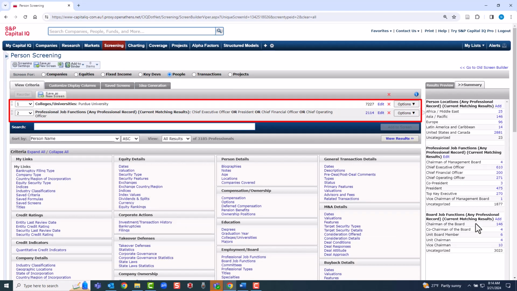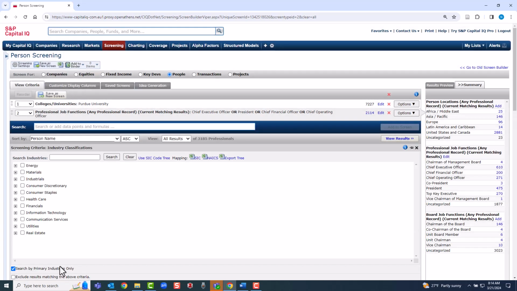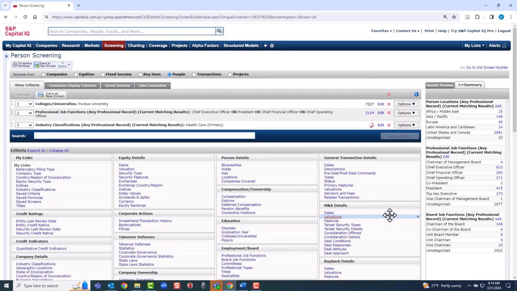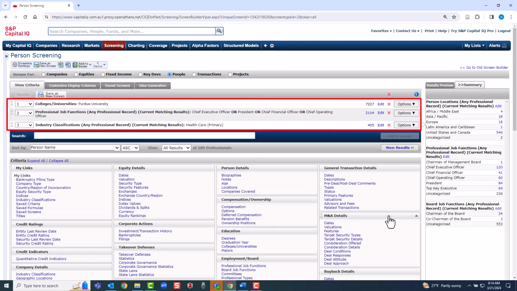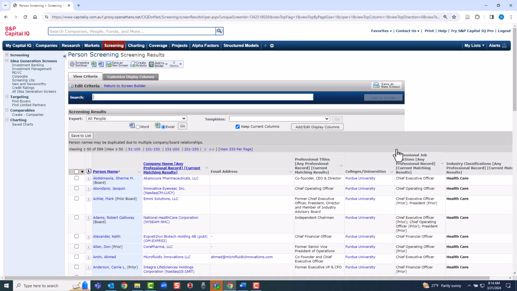We'll then target Purdue alumni key executives in the healthcare industry. We could get quite granular, but we'll only experiment with healthcare in general. 400 plus hits. Look at the results. There are links to the people, their company, and more.